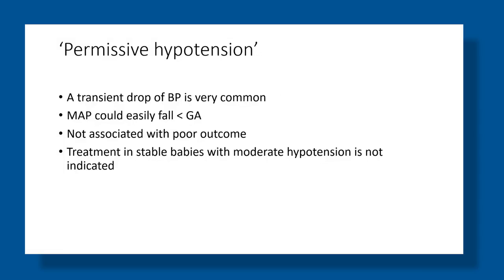Therefore, if your baby is stable and having moderate hypotension, remember moderate hypotension means your baby's blood pressure is just less than 5 below that corrected gestation age. If you take a 30-weeker, it's still between 25 to 30, and this baby is stable. So that baby is known to be having permissive hypotension. So treatment with an inotrope is not recommended in this baby.